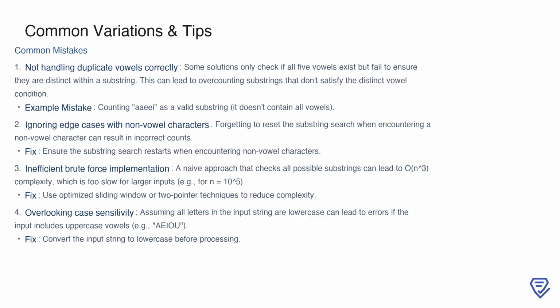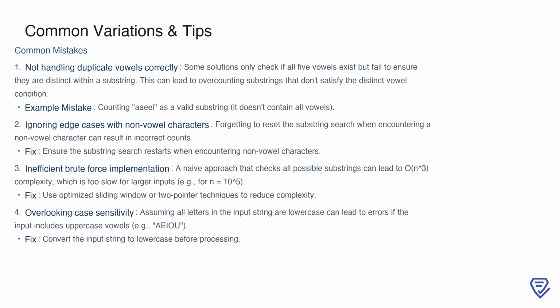When solving this problem, several common mistakes can arise. First, it's important to handle duplicate vowels correctly. Some solutions only verify that all 5 vowels exist in a substring, but fail to ensure that each vowel is distinct. For example, a substring like AEI might be mistakenly counted as valid, even though it doesn't contain all 5 distinct vowels. Another frequent error is ignoring edge cases involving non-vowel characters. If a non-vowel character is encountered, the current substring search must be reset, as continuing could lead to incorrect counts.